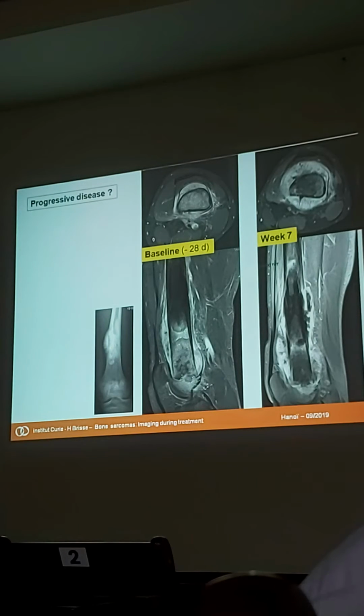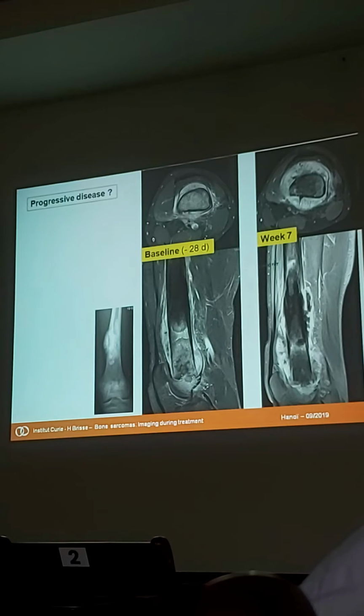What do you think of this other case? So, patient at diagnosis, this is a tumor. After 7 weeks of chemotherapy, it's an osteosarcoma. So the soft tissue mass obviously increased. And as a radiologist, we have a trap in this situation.